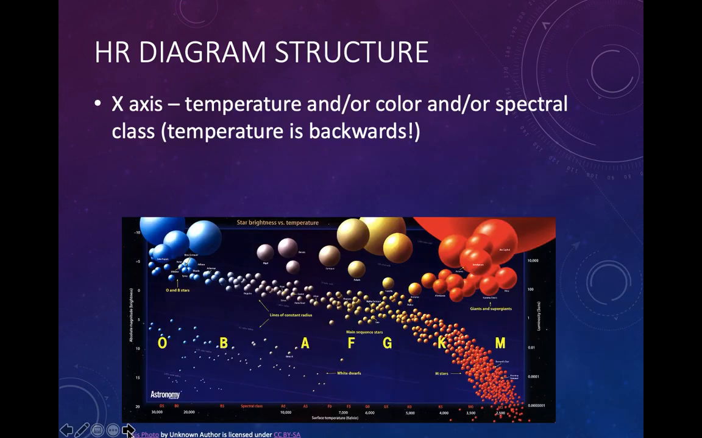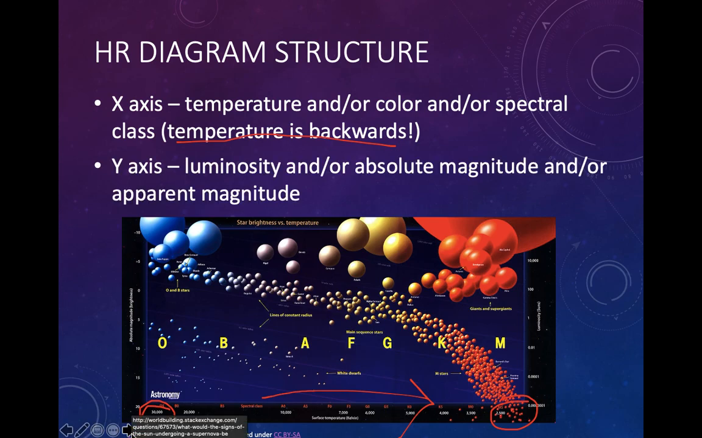When you look at the structure of an HR diagram, the x-axis will be temperature and/or color and/or spectral class. But the weird part is that temperature is backwards. What that means is over on the left side, it's 30,000 Kelvin, but on the right side, it's 2,500 Kelvin. So it's actually decreasing as you go from left to right.